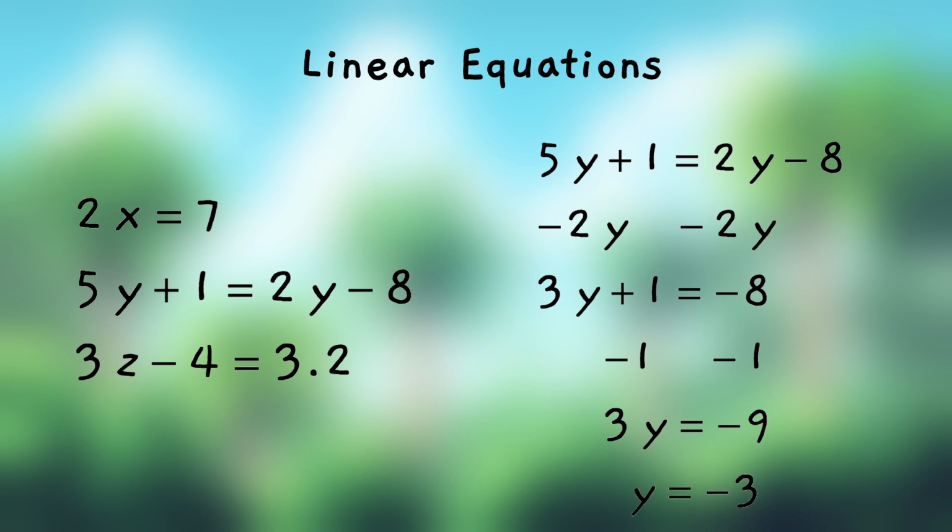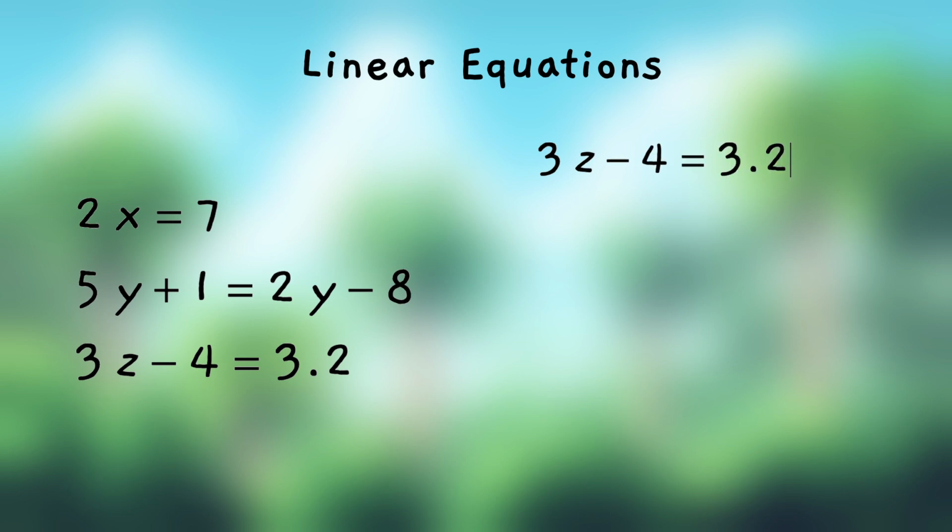So like before, like with the first example, we just did certain arithmetic operations to both sides until eventually we got to the answer. And let's look at the third example. We want to get z by itself, so we'll add 4 to both sides. That gives us 3z equals 7.2. Divide both sides by 3, and you get z equals 2.4.